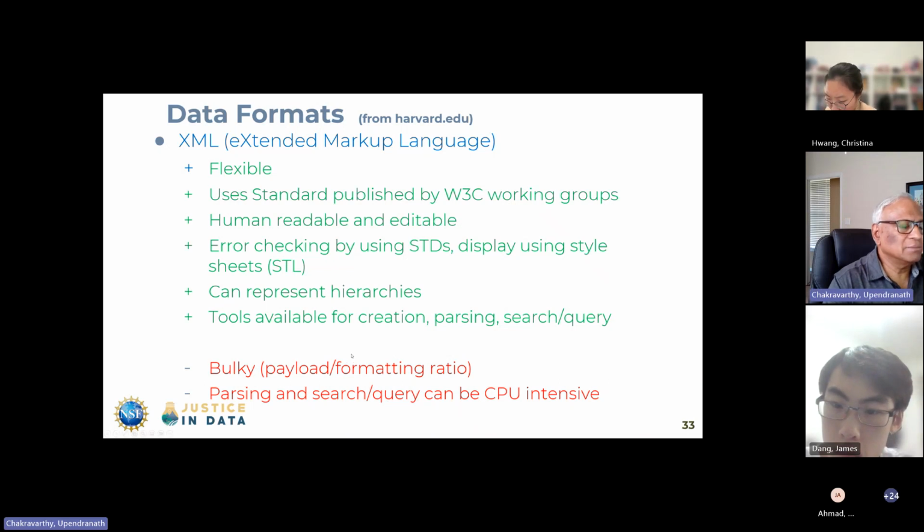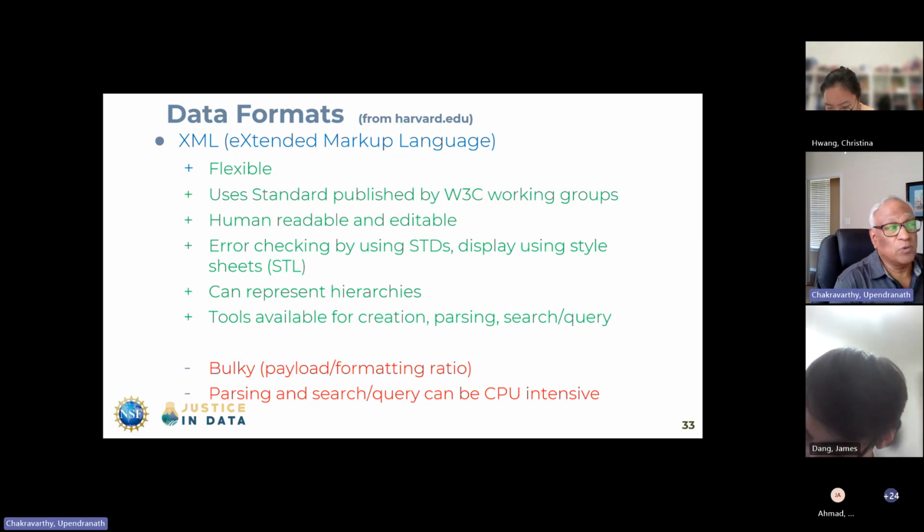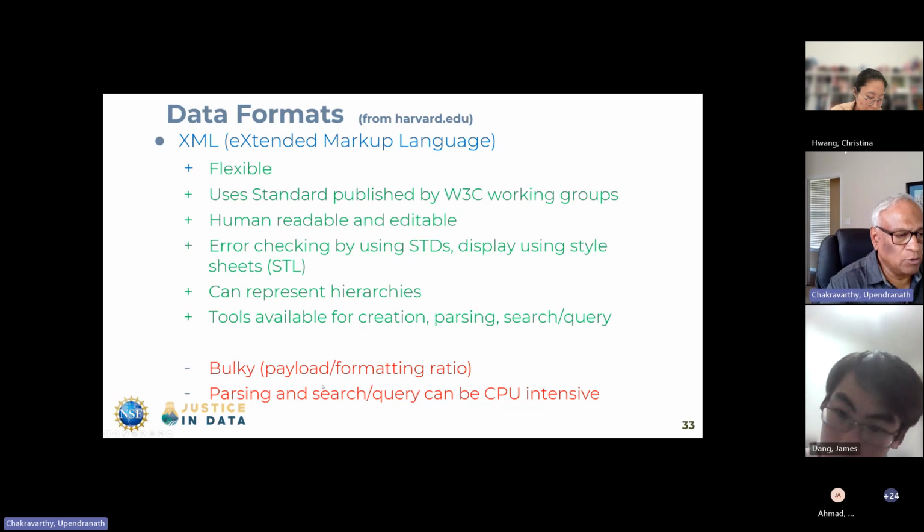So here are just one or two slides of what these formats mean. XML came about first. It's flexible and uses a standard published by W3C. It's human readable and editable. It offers error checking using DTDs, display using styles, can represent hierarchies and kinds of documents, and has tools available, but it's bulky in the sense that the payload to formatting ratio is high.